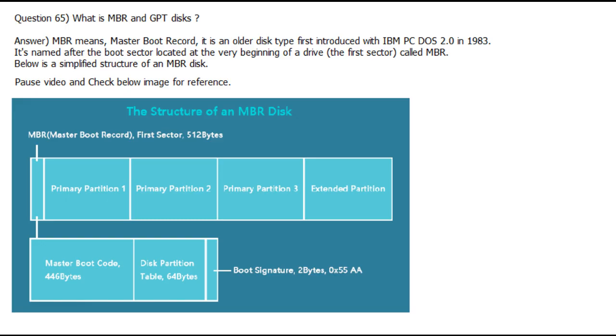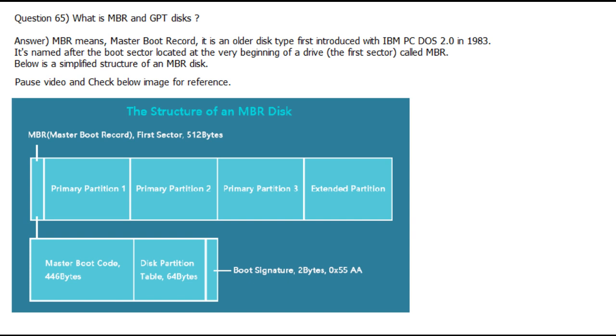Question 65. What is MBR and GPT disks? Answer. MBR means Master Boot Record. It is an older disk type first introduced with IBM PC-DOS 2.0 in 1983. It's named after the boot sector located at the very beginning of a drive, the first sector, called MBR.